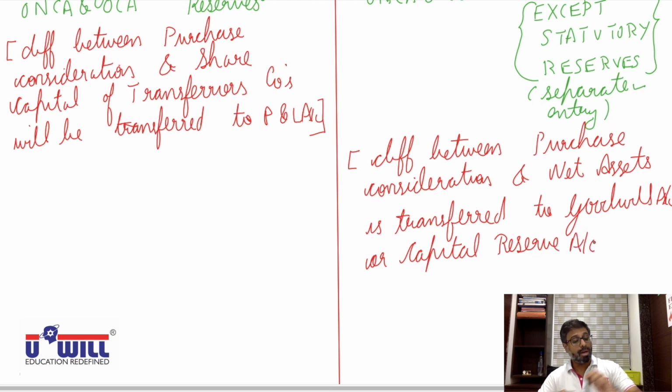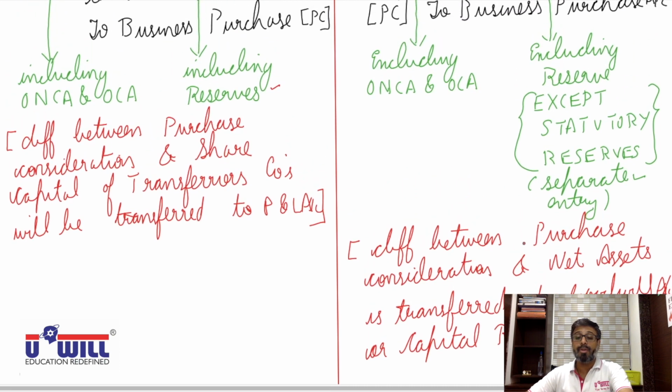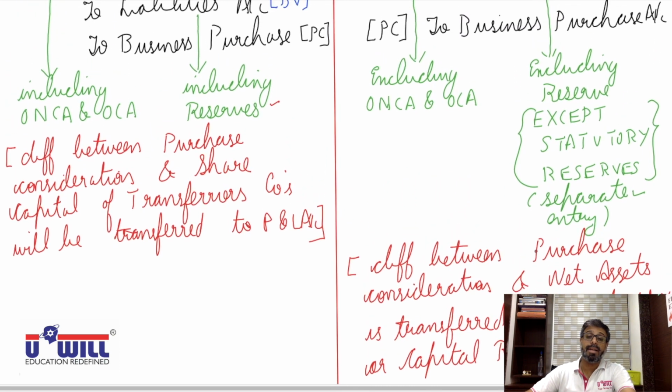Okay, any more amount is transferred to goodwill account if you are paying more purchase consideration, or less amount is transferred to capital reserve account if you are paying less purchase consideration. It's a capital profit, so transfer to capital reserve. Now why goodwill? Why are you paying more than the net assets you are getting?